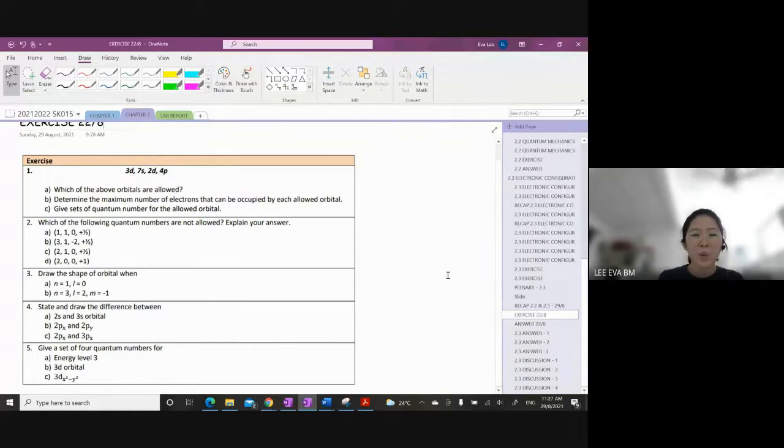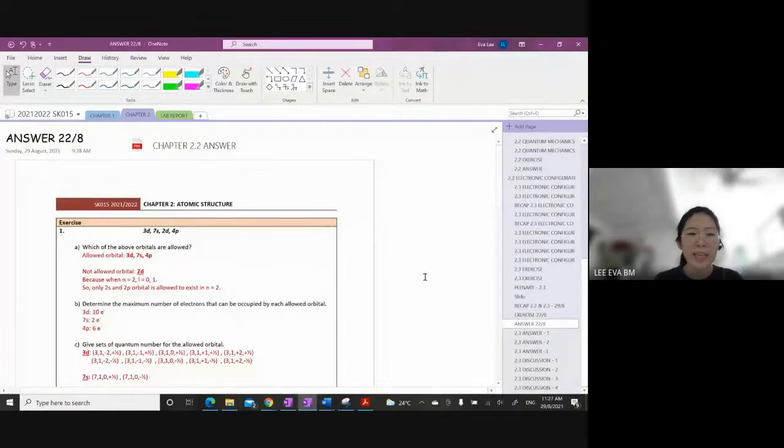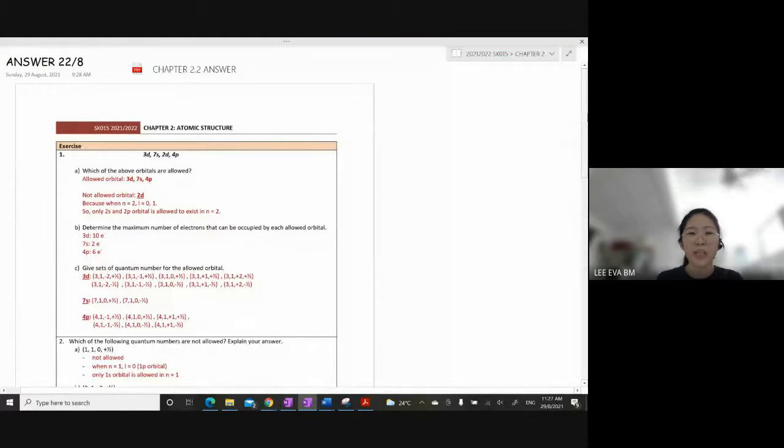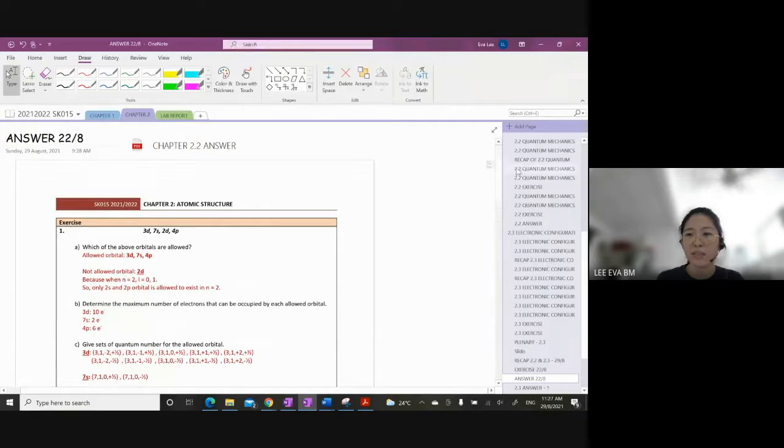Right. So, for our question number 1, 3D, 7s, 2D, 4p, which of the above orbitals are allowed? So, all over here, madam ada suruh you buat kan? Sama jugalah, ada beberapa pelajar yang belum hantar lagi walaupun dah lama. I'm not sure whether you forgot or something. So if can, try to submit. Bukan sebab apa, madam nak suruh awak practice. Okay, you need to practice for all of the answer over here.